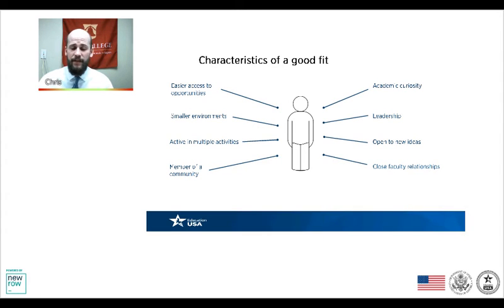Smaller environments, I've hit on this a little bit already as well, but colleges and universities in the U.S. can range anywhere from 5,000 to 40,000 students. So there's a huge range of universities here, small universities and large universities. What's typically guaranteed at a smaller liberal arts college is a smaller environment. If you're looking for that, where there aren't thousands of students and 200 students in your classes, we won't have that here. If you're looking for that smaller community, you'll definitely find it here.